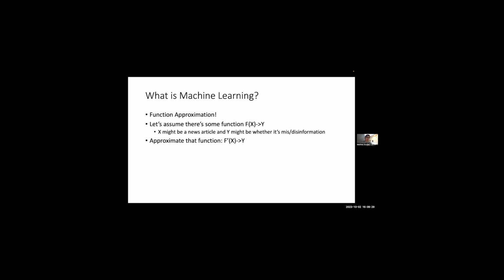Anyway, so real quick, what is machine learning? Maybe somebody in this room is unfamiliar with what machine learning is, but it is basically function approximation. So rather than a human having to write the code themselves, we are going to have a machine attempt to approximate a function that does the thing that we want to do, right? So basically, let's assume there's some function, f(x) = y, where x might be a news article, and y might be whether it's misinformation or disinformation, or x might be some random noise, and y might be an image, et cetera, et cetera. Then we want to approximate that function, so f'(x) = y.